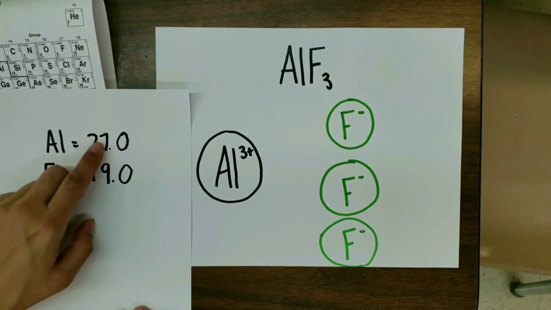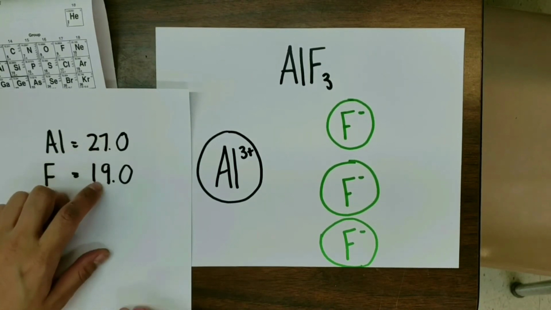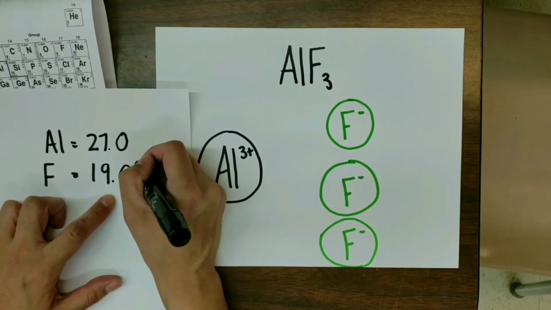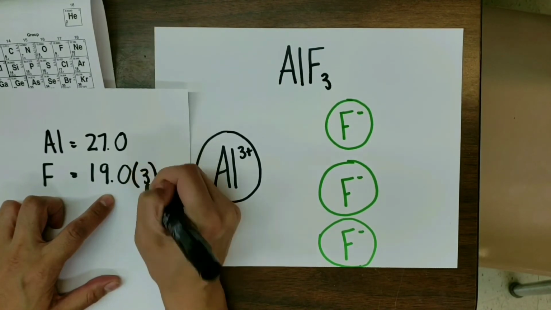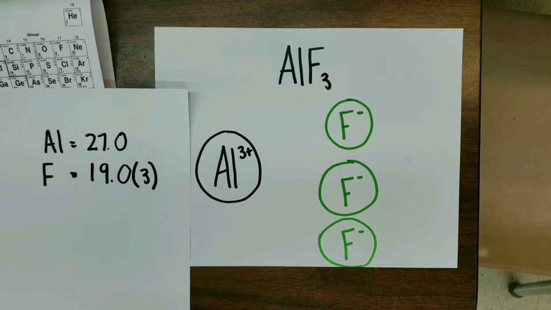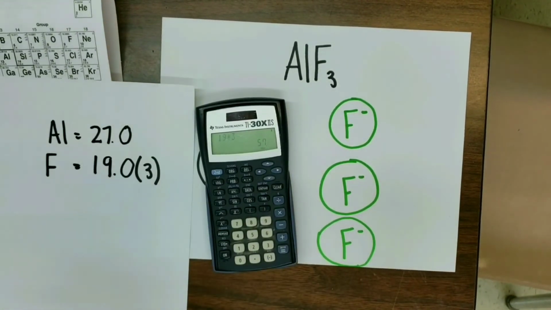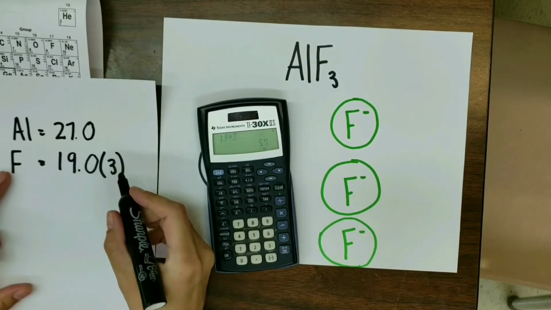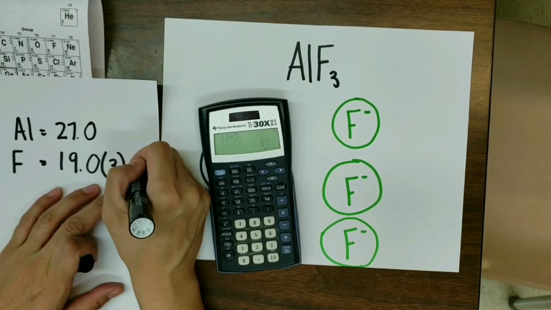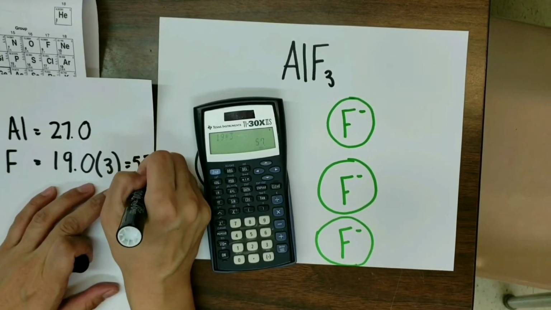Since we have 1 aluminum but 3 fluorines, we're going to have to multiply the 19 times 3. This is where you'll require your scientific non-graphing calculator. On your next exit ticket, 1 point can be earned from coming to class prepared with the proper calculator. So when we use our calculator to carry out the multiplication, we see that 3 times 19 is 57.